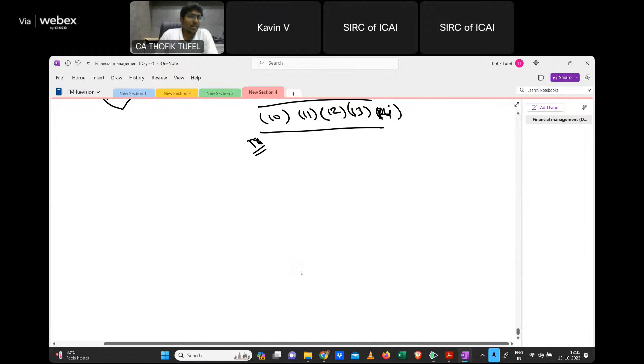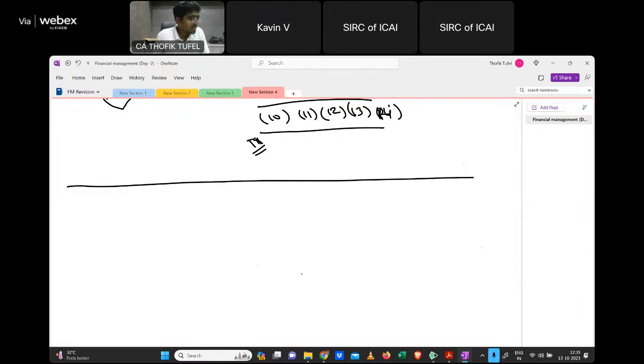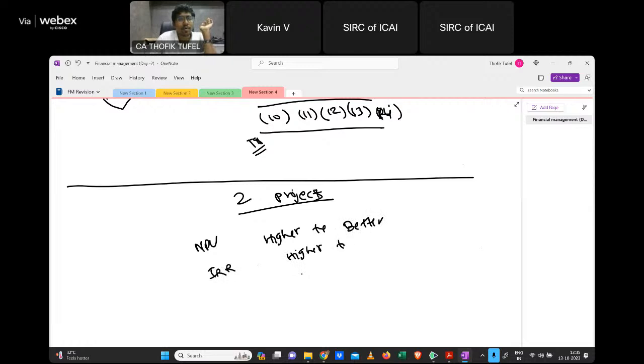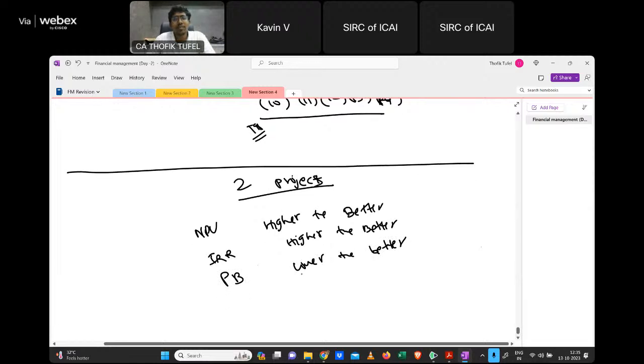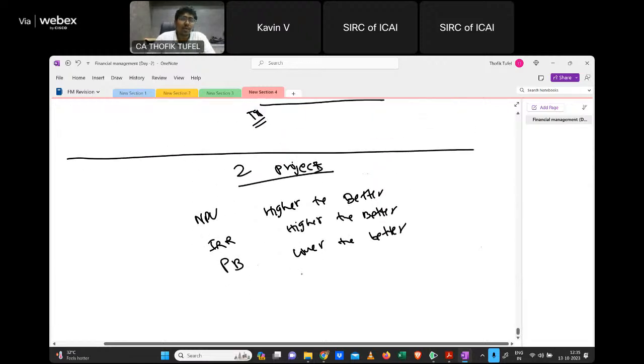So with this, let me see if I missed anything in capital budgeting. One more concept is there. If you are having two projects, I already told you the decision rule. You have to find NPV, higher the better. If you're having IRR, that is also higher the better. If you're having payback, that is lower the better. Now this will work only if the lives are equal, like two projects where both have 5 years life.